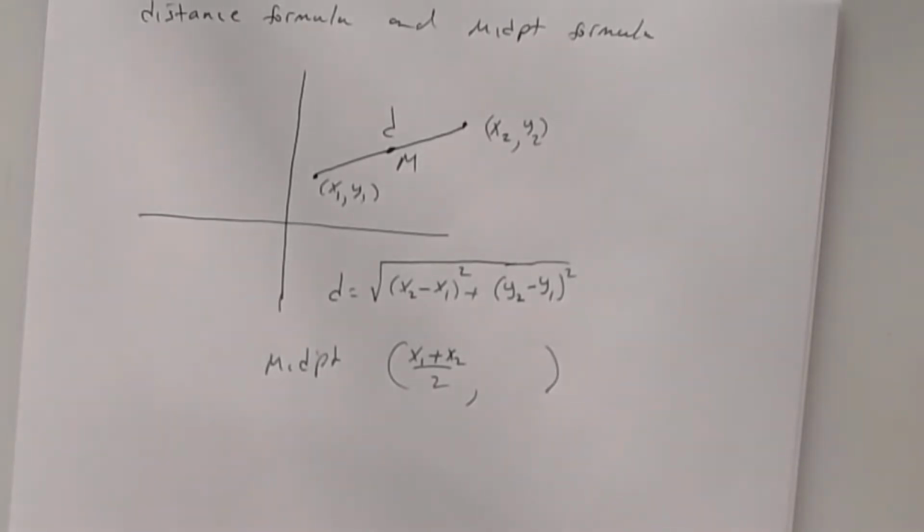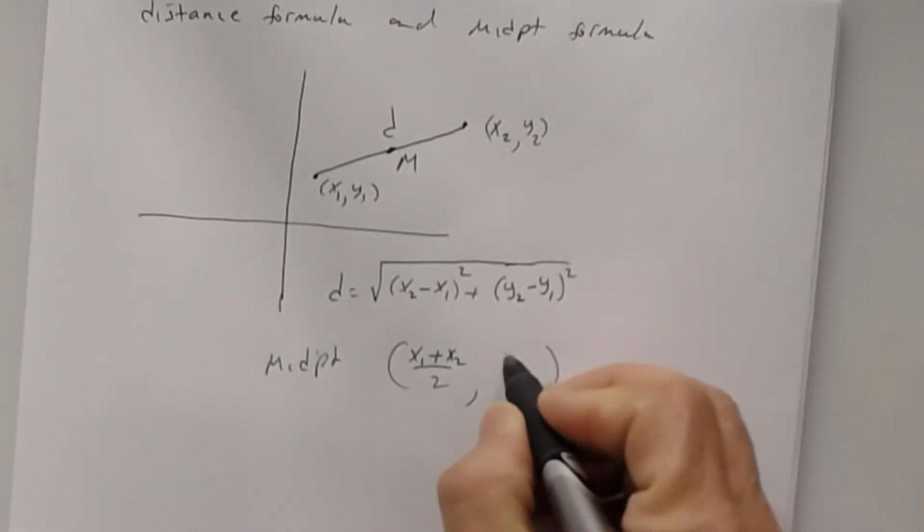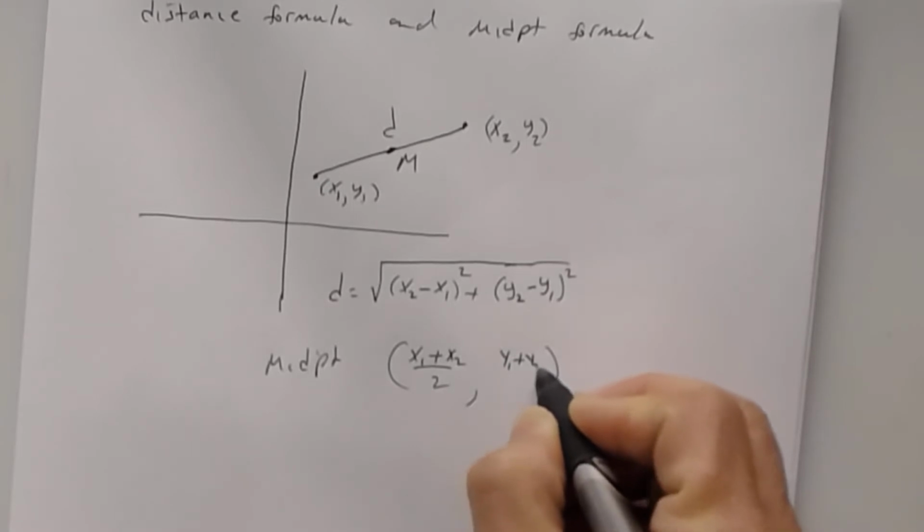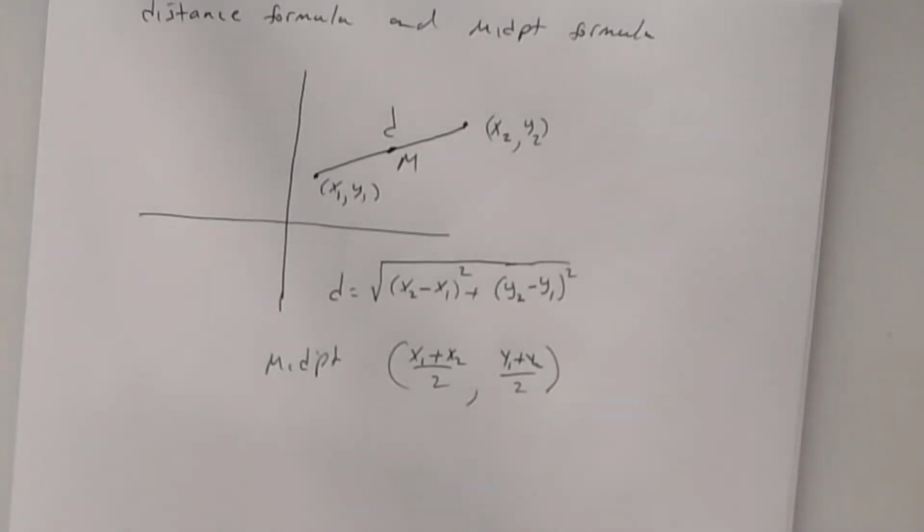You divide by 2 because of the idea of middle, halfway, right? How do I find the y coordinates then? Y1 plus Y2. You add the y coordinates together, divide by 2. So there's your midpoint formula. You add the x's together, divide by 2, add the y's together, divide by 2. So you have two formulas, the distance formula and the midpoint formula.